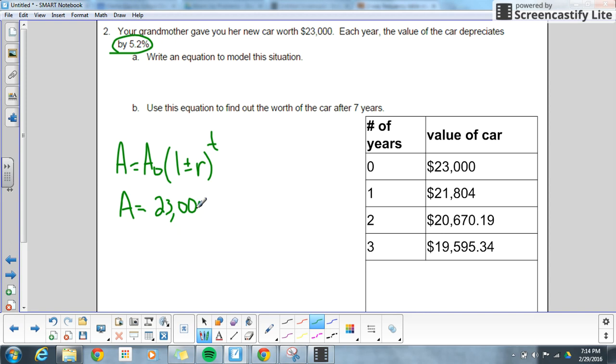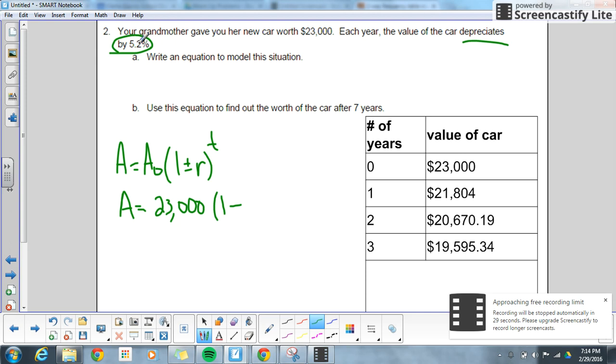Now the 1 is always there, and again, if you want to know more about that, come see me. And depreciates means we're going to be subtracting, so it's going to be minus. And then r, you always have to change a percent to a decimal. So it's going to be 0.052 to the t. All right, now you can use this formula and plug in these different values of x or t to get your answer. And then to get your final answer, just plug in 7, and there you go.